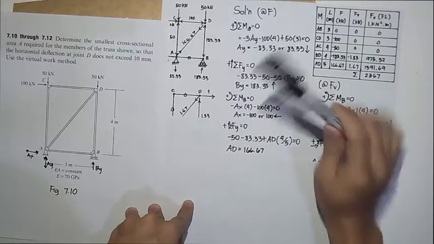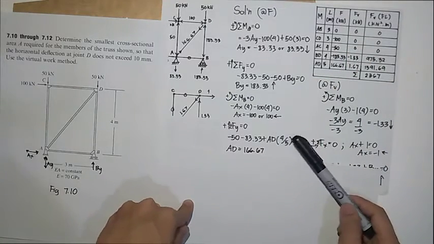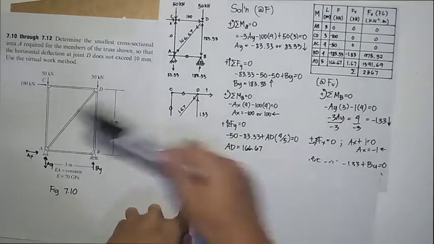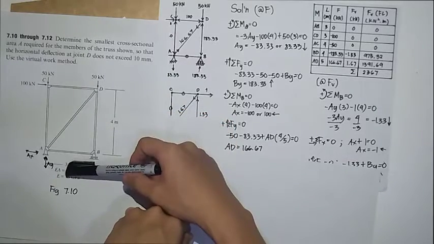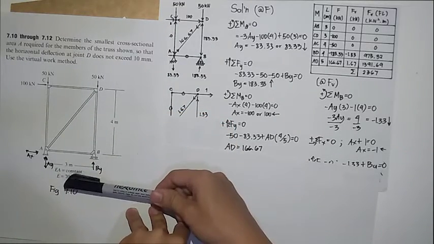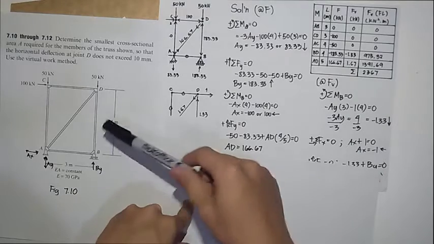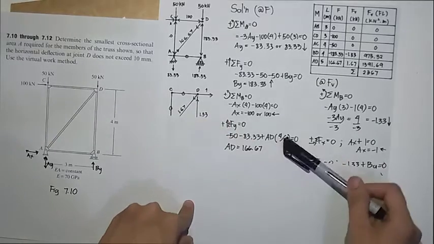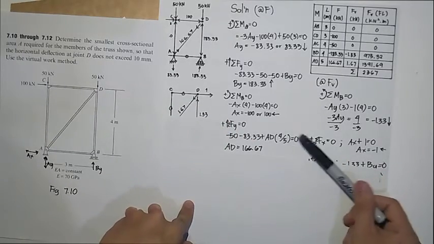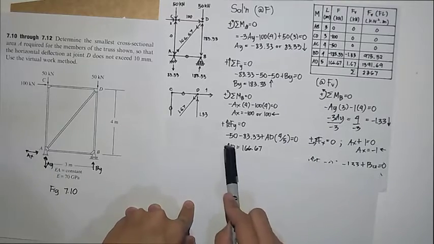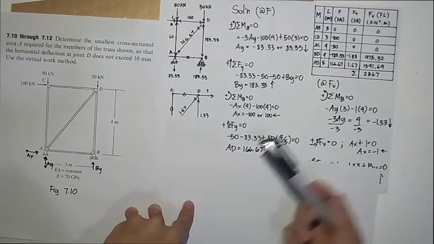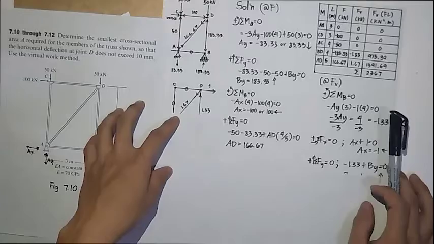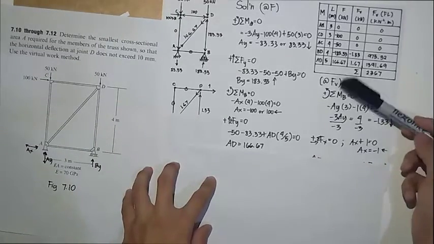So, where did the 4 come from? It is the height. The 5 is this one, since we use the Pythagorean theorem: c squared is equal to a squared plus b squared. So, we got the 5 there. So, equals 0. We just manipulate the equation. So, AD is equal to 166.67. Next, we will find the virtual forces.